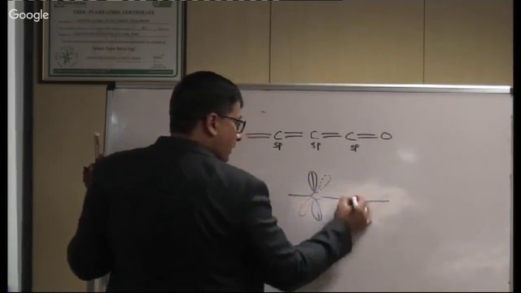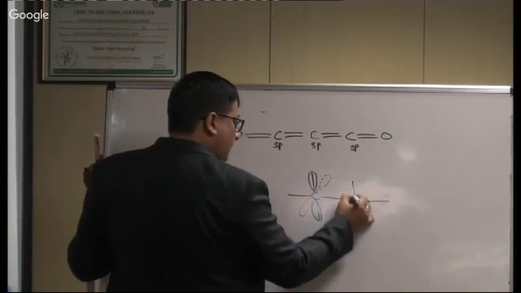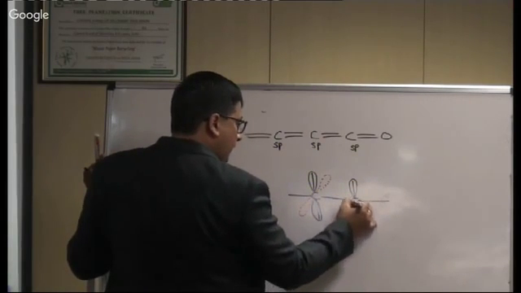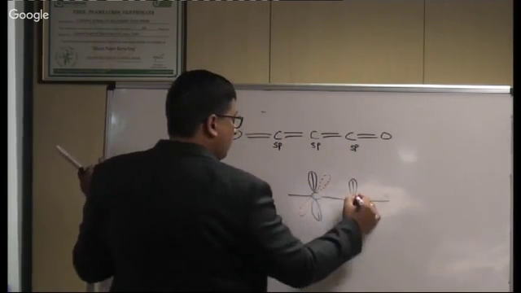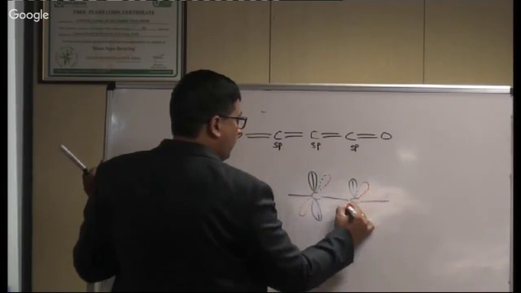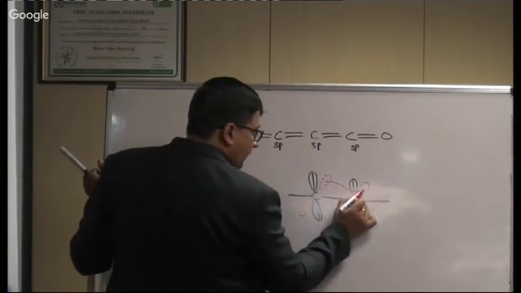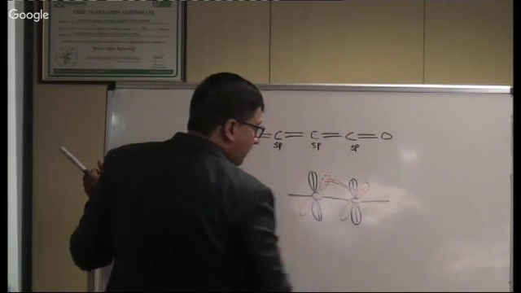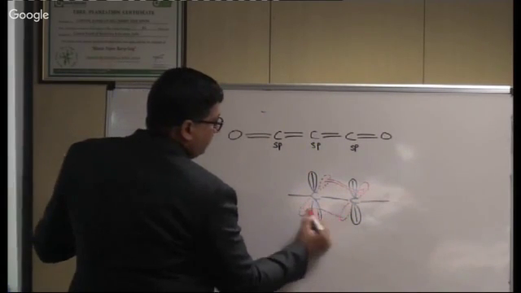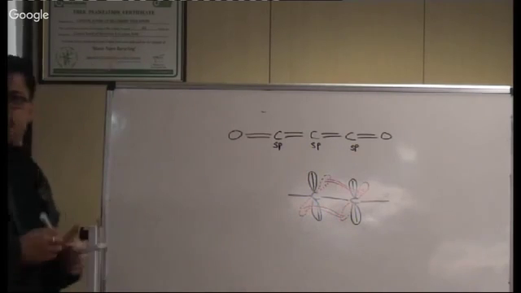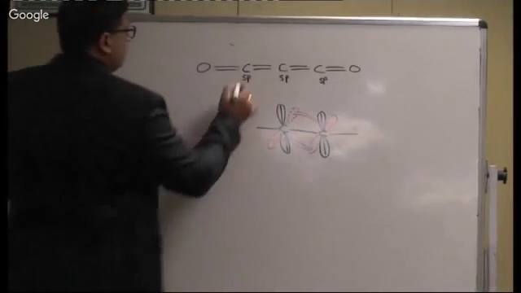This is linear. One unhybridized orbital is in the plane, and the other unhybridized orbital is perfectly above and below the plane. So there is a pi bond between these unhybridized orbitals. Now this is also sp.